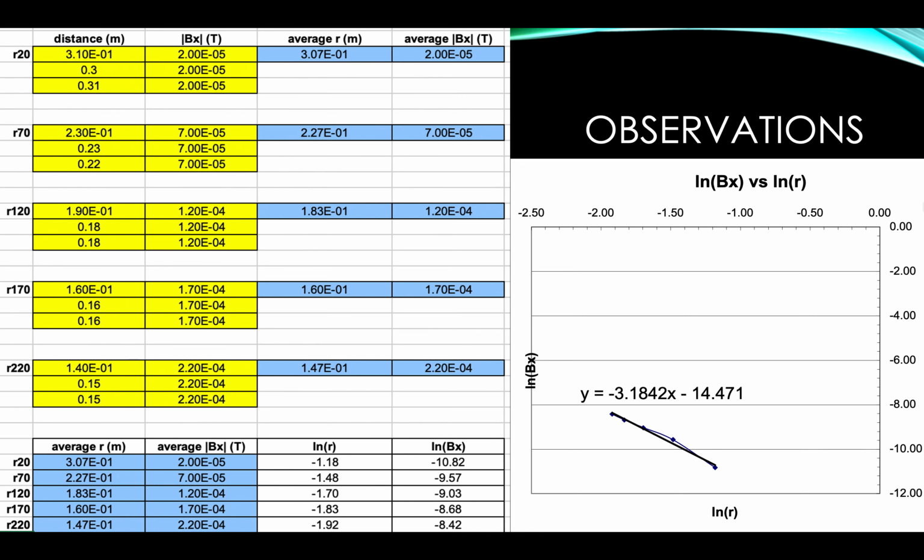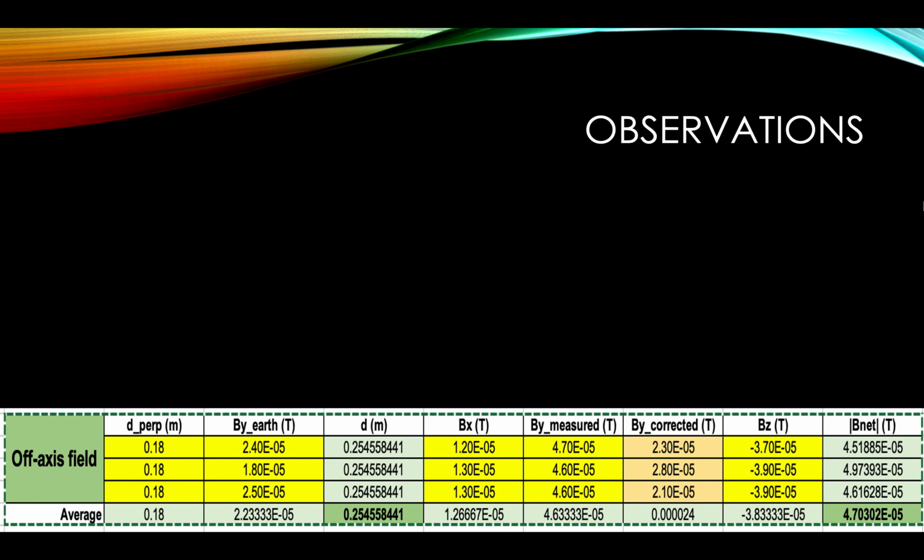Looking at my data for on-axis, I took the averages of my distance and magnetic field measurements and used the natural log to linearize them and give them a best fit line that we will use to determine n and mu. This is the data from my off-axis measurements, and it will be later compared to my computational model.